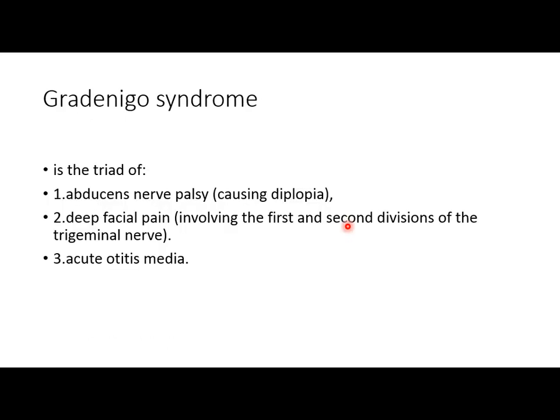And also we have something called Gradenigo syndrome. It is a triad of abducens nerve palsy, which causes diplopia, and deep facial pain, which involves the first and second division of the trigeminal nerve, and also acute otitis media.